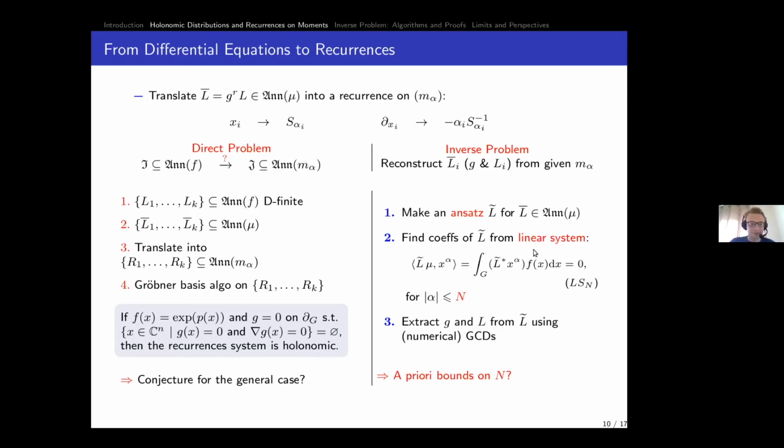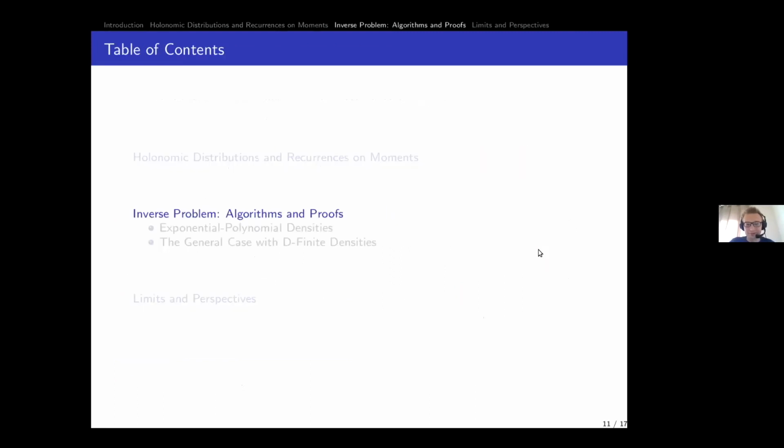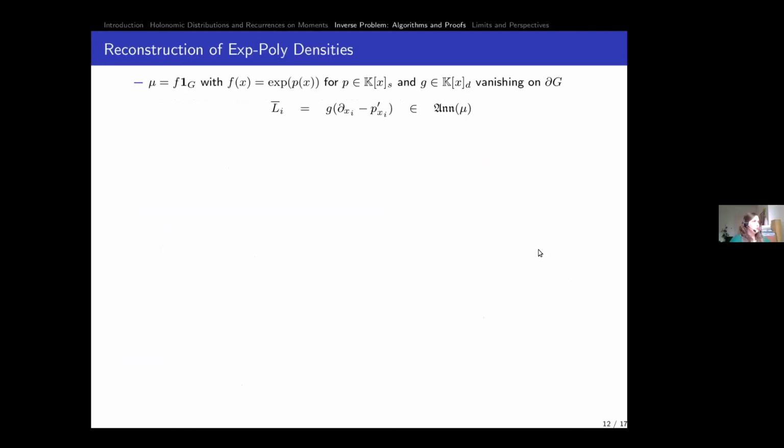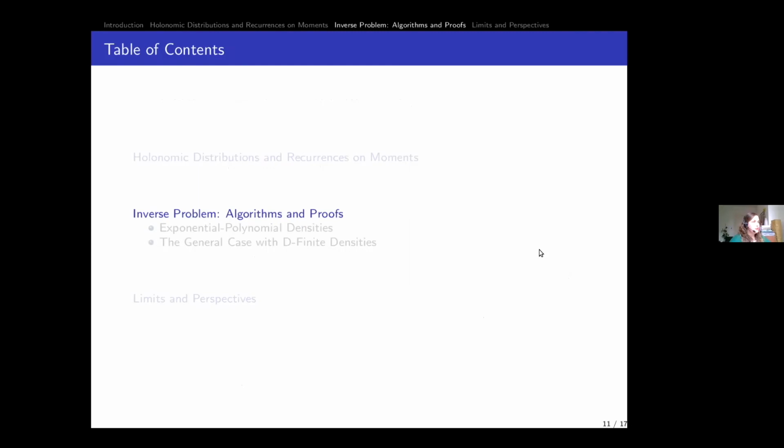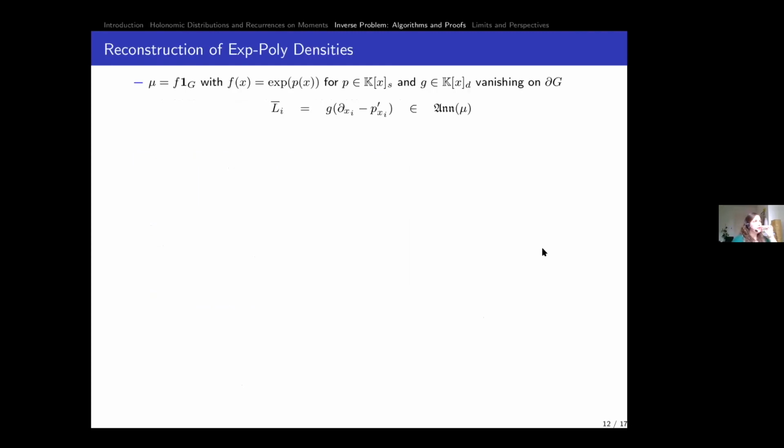Perfect. So I will just show how the reconstruction in the exponential over polynomial case works in the 4 minutes that I have, and then the proof for more detail on why it works in the general case, we can go through after the break.